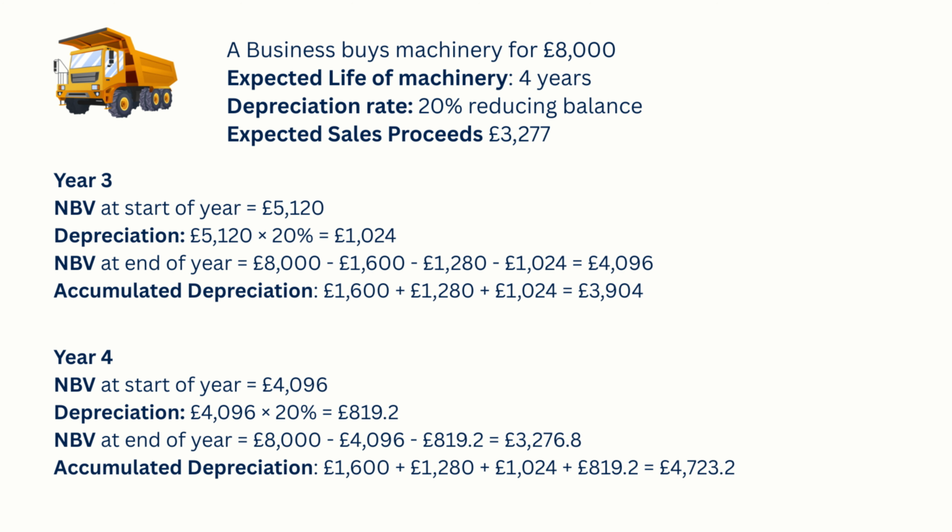Year 4, NBV at start is £4,096. Depreciation is £4,096 multiplied by 20% equals £819.20. NBV at end of year 4 is rounded £3,277. You can see that the net book value at the end is close to the expected sale value we were given. This is exactly how reducing balance works.